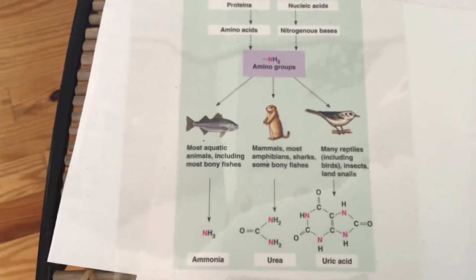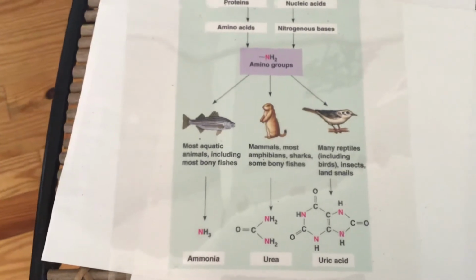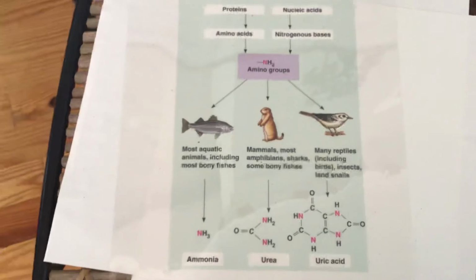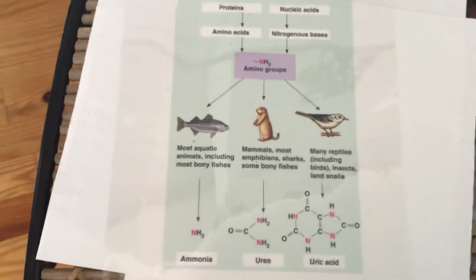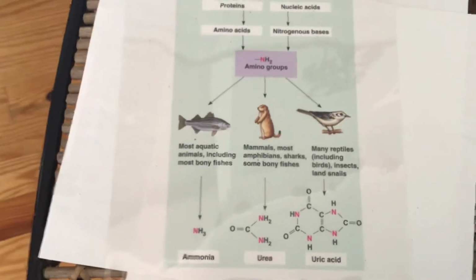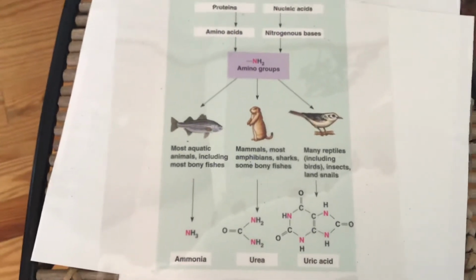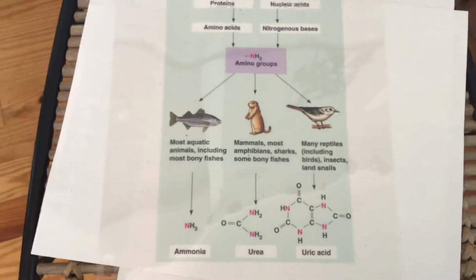Ammonia is a very common type. It's in most aquatic organisms, including most bony fish really, and most marine invertebrates, etc., will excrete ammonia. So this is in marine situations.